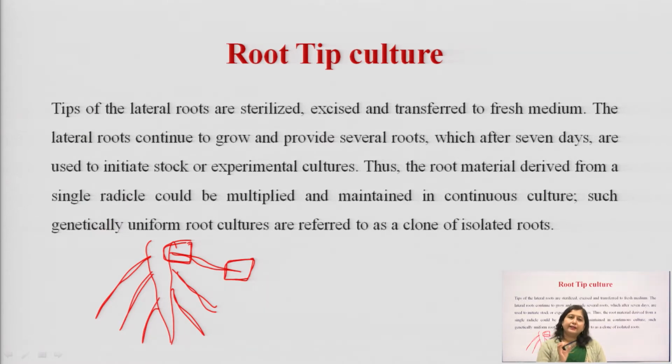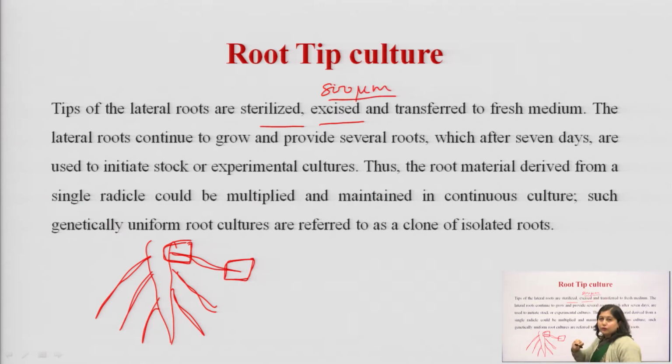So, we can take either the tips or the part where the differentiation has taken place, because both will be rich in the meristematic tissue. So, we will take this part, then we will sterilize it. After sterilizing, what we will do? We will excise it, means we will cut it in such a pattern that it becomes of a proper size for plant tissue culture. Generally it is small, generally the size which is preferred is around 800 micrometer maximum. So, this length of the root we will be taking.